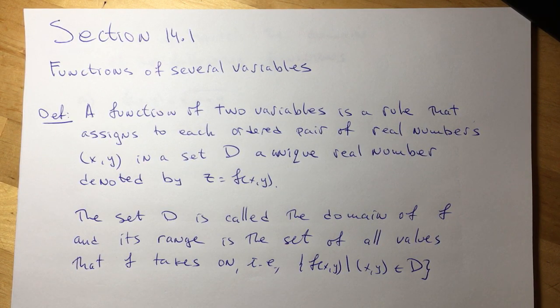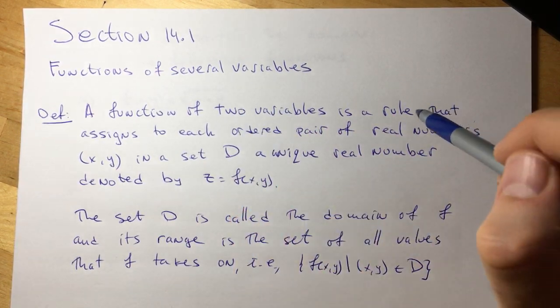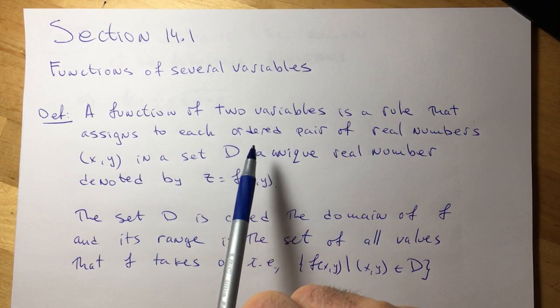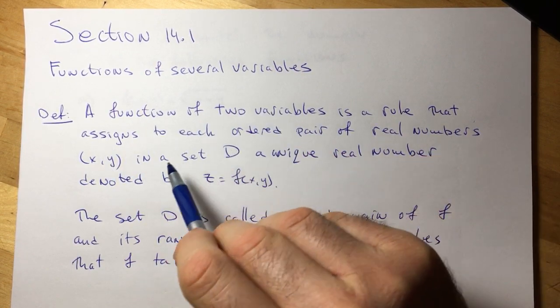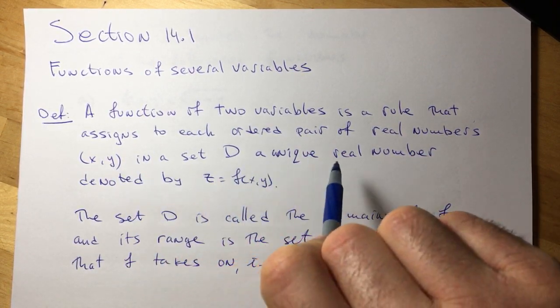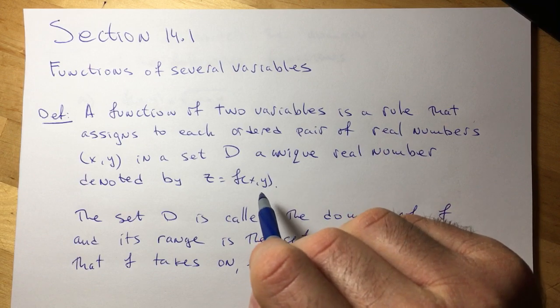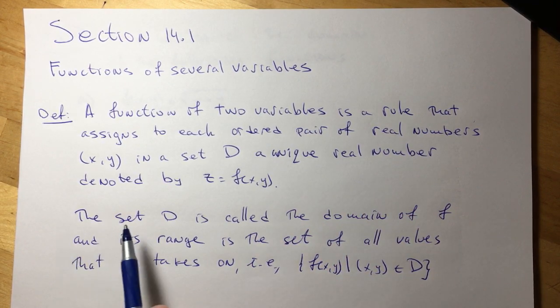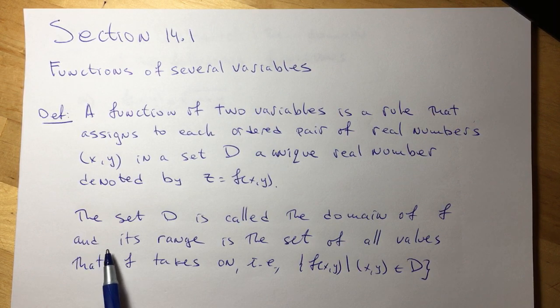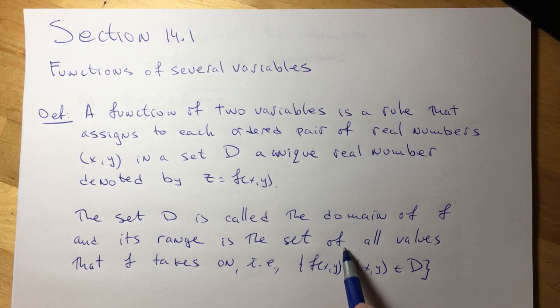Okay, so let's start from the beginning and define what a multivariable function is. A function of two variables is a rule that assigns to each ordered pair of real numbers x, y in a set D a unique real number denoted by z equal to f of x, y. The set D is called the domain of f, and its range is the set of all the values that f takes on. That is to say, f of x, y such that the ordered pair x, y belongs to the domain D.